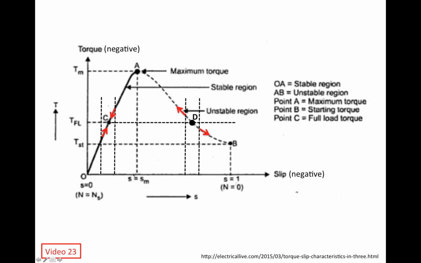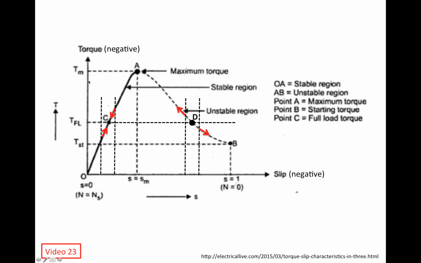Which means the rotor speed cannot exceed the synchronous speed by too much. It cannot exceed the synchronous speed by more than 3 to 5%, in order for the machine to actually remain in the stable region. So in practice, this torque slip curve within the stable region is actually very, very steep.